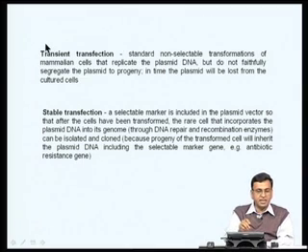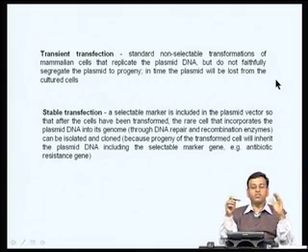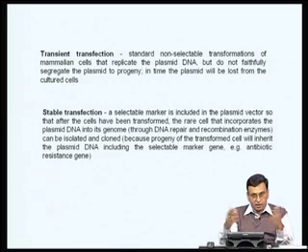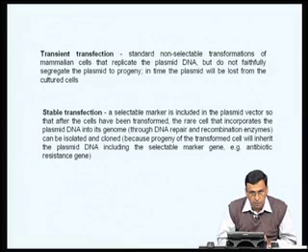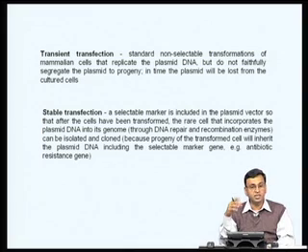In the case of a transient transfection, standard non-selectable transformations of mammalian cells replicate the plasmid DNA, but do not faithfully segregate the plasmid DNA to progeny, and in time the plasmid will be lost from the cultured cells. So if you just want, for example, to study certain promoter sequences, or express a gene only temporarily, and you do not want all the cells to be transfected, then you opt for a transient transfection. Usually for many basic research studies, for example, when you want to do some functional studies or when you want to make some deletion mutants of certain genes and look at their functional domains, you use transient transfection studies.